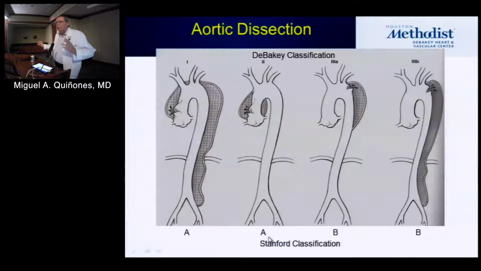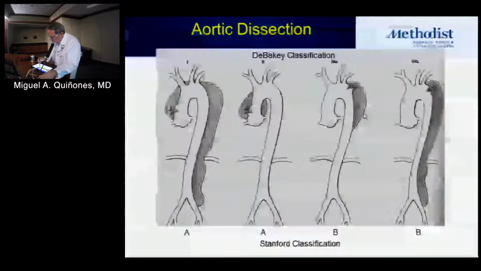So dissections. Dissections were classified by Dr. DeBakey into 1, 2, and 3, 3A and 3B, and Stanford then simplified it into A's and B's. A's for ascending, B for the descending aorta, with the caveat being that class 2 is just localized to the ascending aorta, whereas class 1 crosses the arch and the subclavian, and then could end anywhere, all the way down to the legs. Class 3 or B starts after the subclavian and could end up anywhere. So if it's a small one, they call it 3A, and if it goes all the way down, it's a 3B.